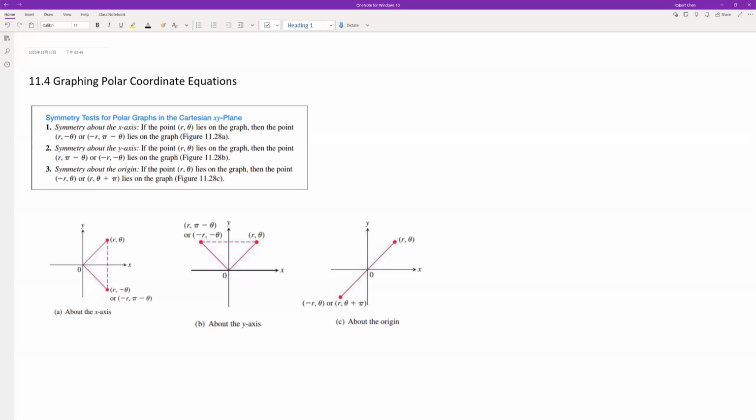We're looking at how to graph polar coordinate equations. The first thing we're going to learn about is how polar coordinates have symmetry in the Cartesian xy plane. We have three types of symmetry we're going to look at: about the x-axis, about the y-axis, and about the origin.